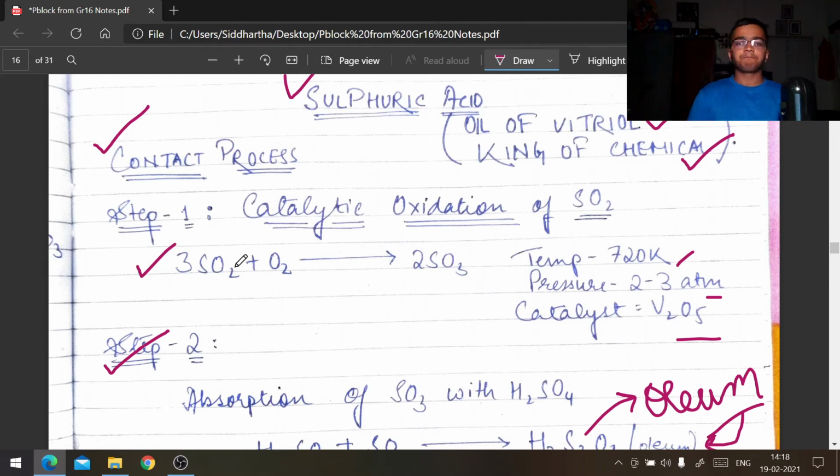So sulfuric acid is also called the oil of vitriol or the king of chemicals, because the majority of the other chemicals are prepared from sulfuric acid.